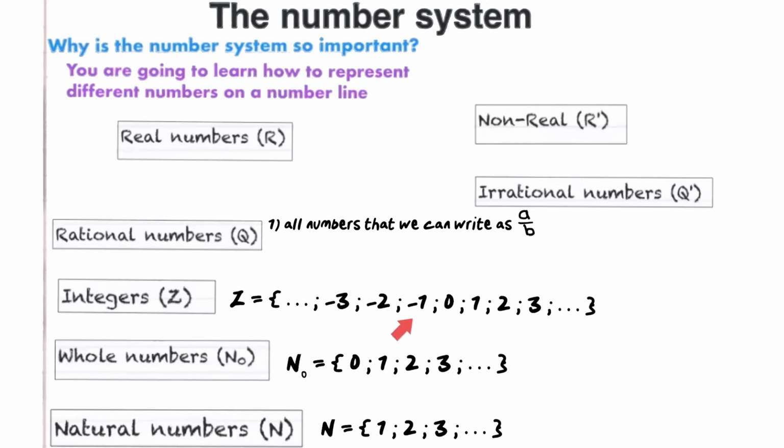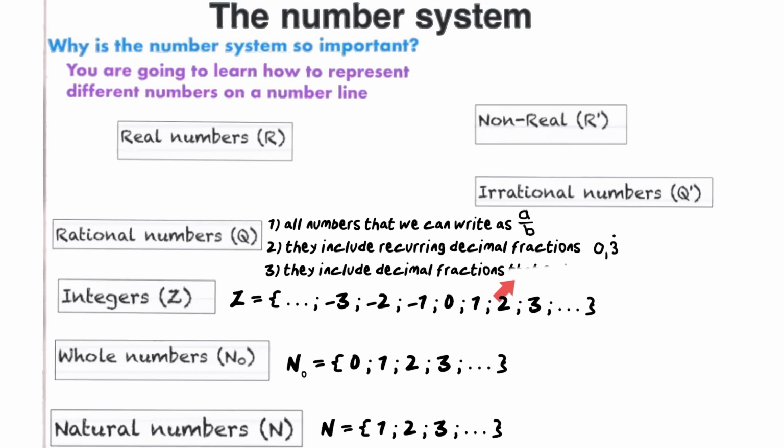over 1. So basically rational numbers include all of these numbers, but they also include recurring decimal fractions such as 0,3 recurring. Why? Because any recurring fraction can also be written as a over b as a fraction, because 0,3 recurring is a third. Now they also include decimal fractions that end.